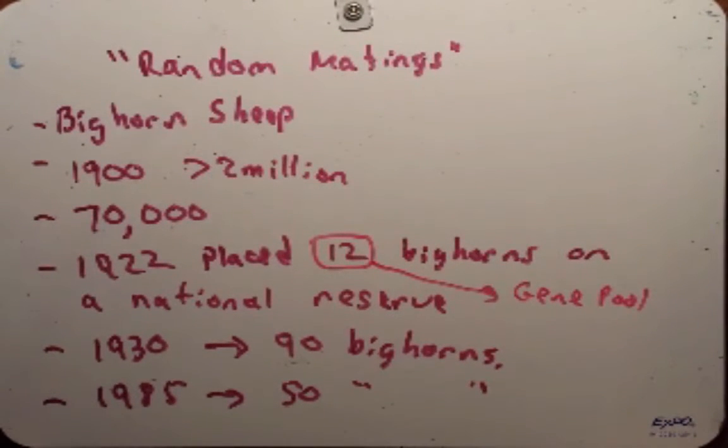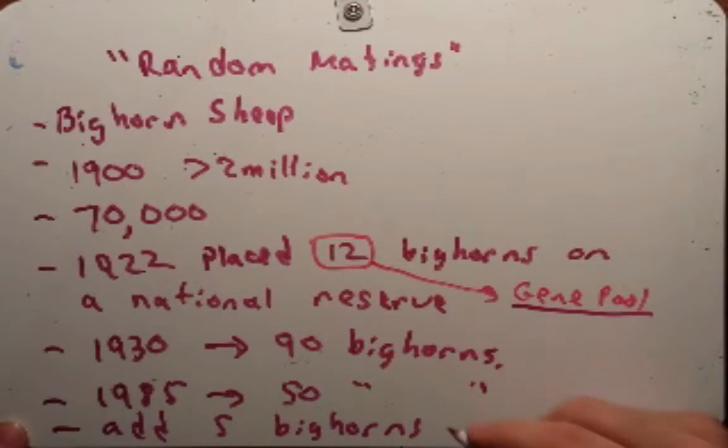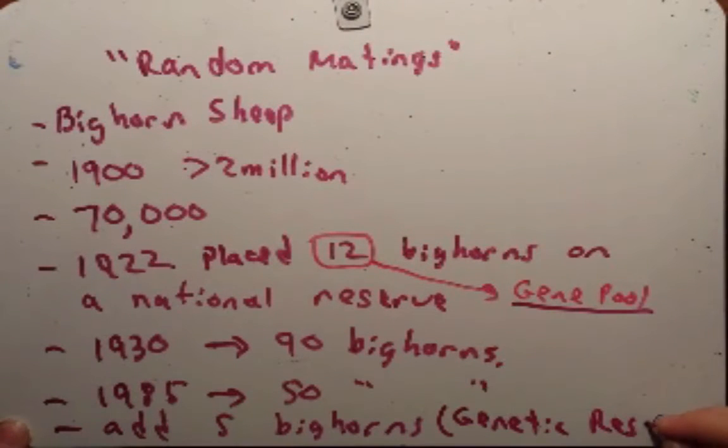So what they have done is every few years they add about 5 male bighorn sheep. And just adding this little bit of genetic diversity back into this reserve has been able to stabilize the population. So every so many years they just add a few more male bighorn sheep. And that seems to have done the trick. And when we see a population that has a reduced gene pool, and we add more to the population, we call that a genetic rescue.